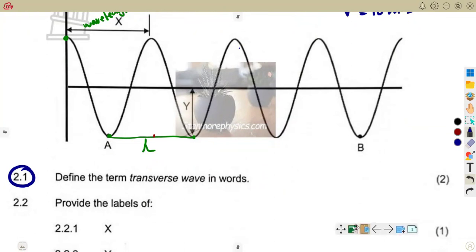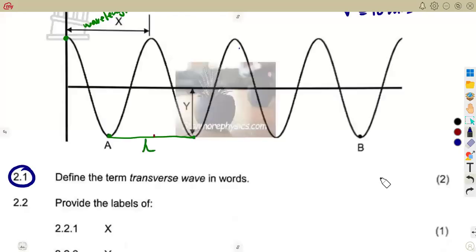How do you describe a transverse wave in words? Remember, I referred back that this is a wave. A transverse wave is simply the wave in which the particles of the medium vibrate at right angles to the direction of motion of the wave. So they will be at 90 degrees, that is, at right angles.